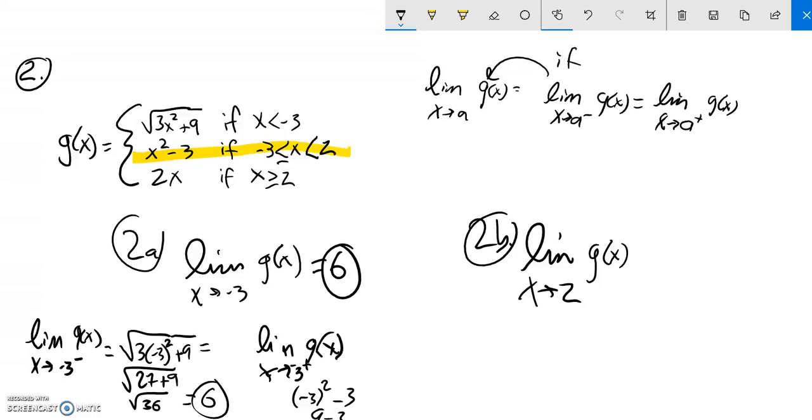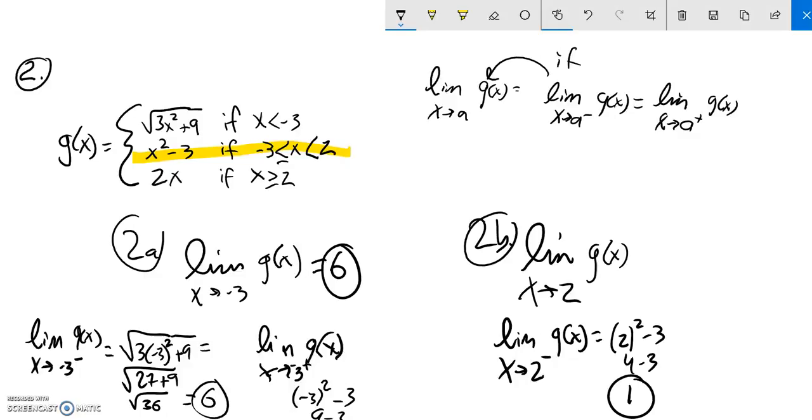Let me check the next one then. The limit as x approaches 2 of g of x. And again, I'm going to get it from the left and the right. So if I get at it from the left-hand side, that's the limit as x approaches 2 from below of this function. And that's here, x is less than 2, getting closer and closer to it from below. So I'll plug 2 into here, and I can just do direct substitution. 2 squared minus 3, 4 minus 3 is 1. So from the left-hand side, this approaches 1.